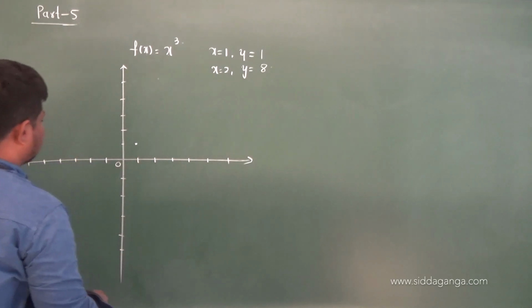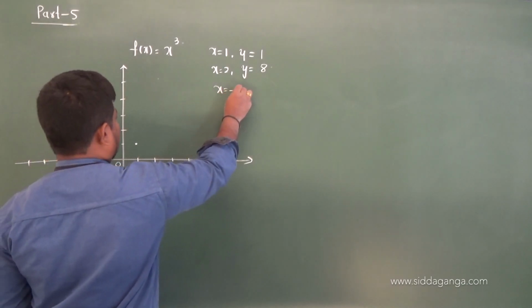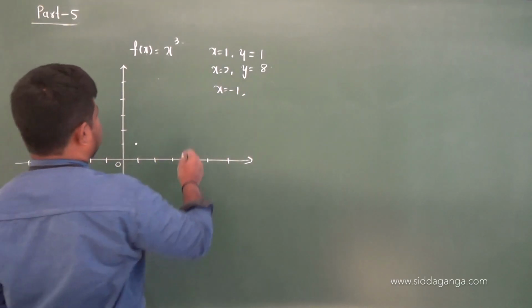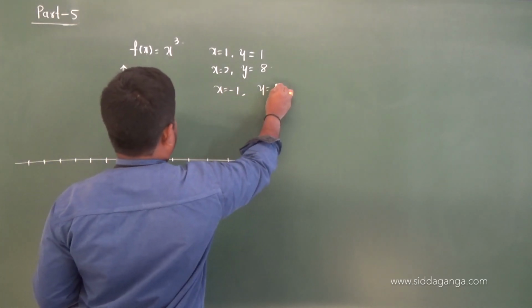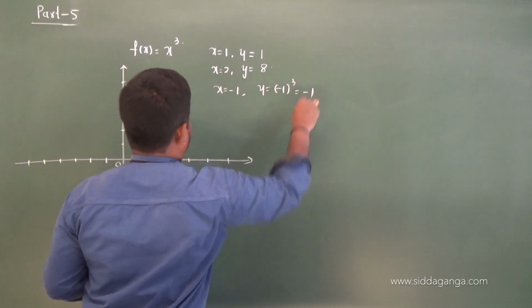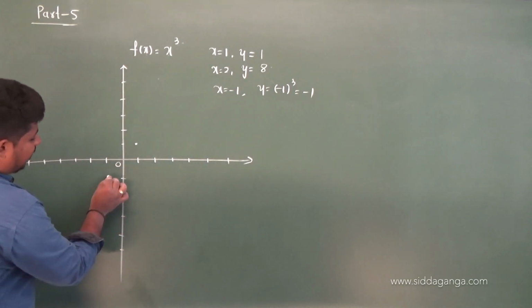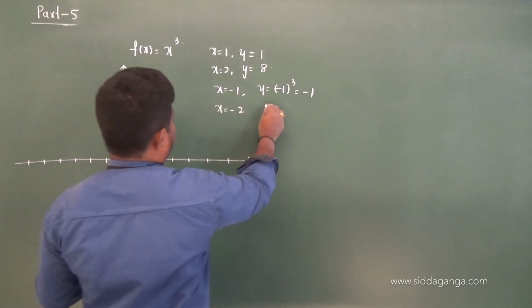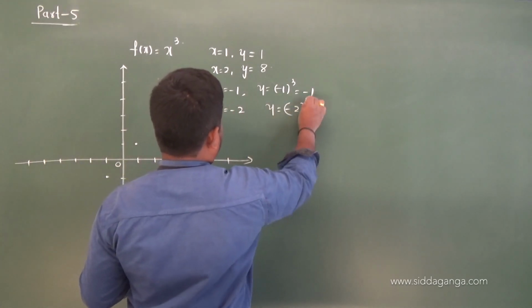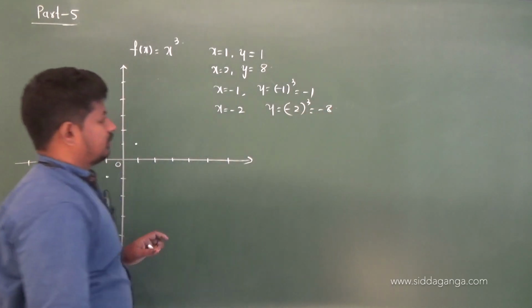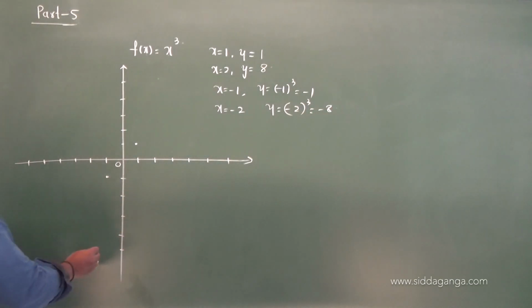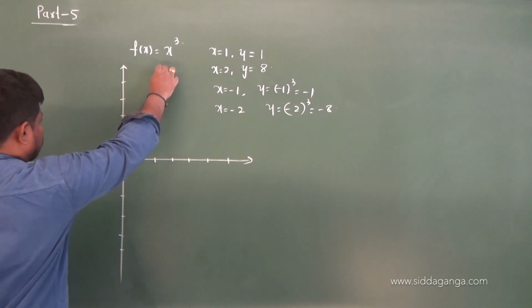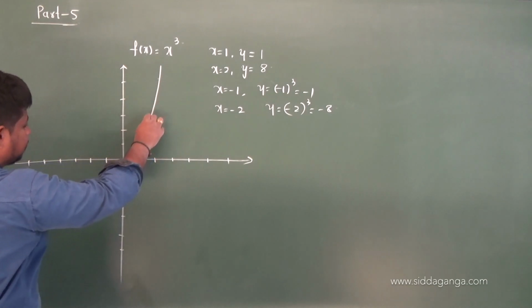Similarly, when x is minus 1, if you have graph paper, please try it once. If x is minus 1, what is minus 1 cube? Minus 1 cube is again minus 1. So minus 1, minus 1. You get here. If x is minus 2, you get y is equal to minus 2 whole cube, which means minus 8. Minus 2 into minus 2 into minus 2. So somewhere you get here. So you try it at home. So the graph will be like this.